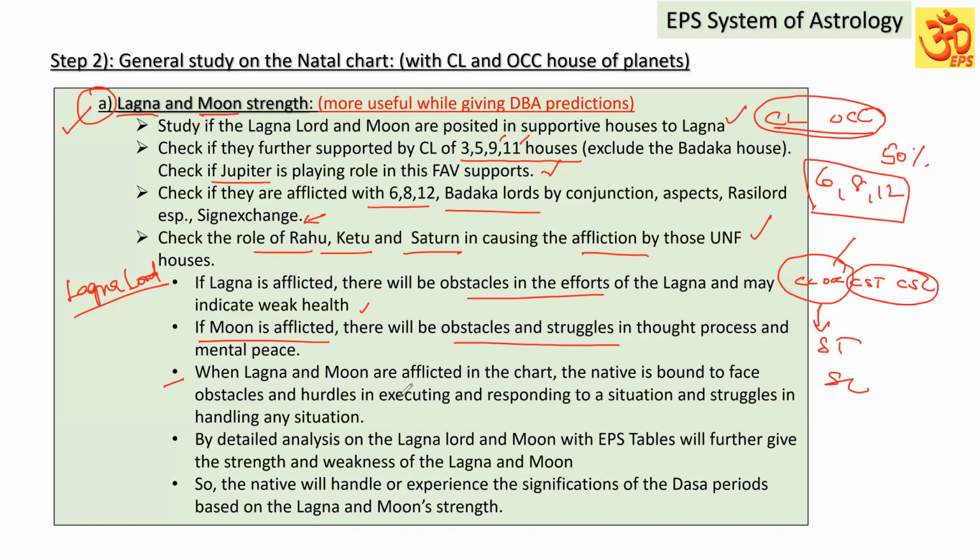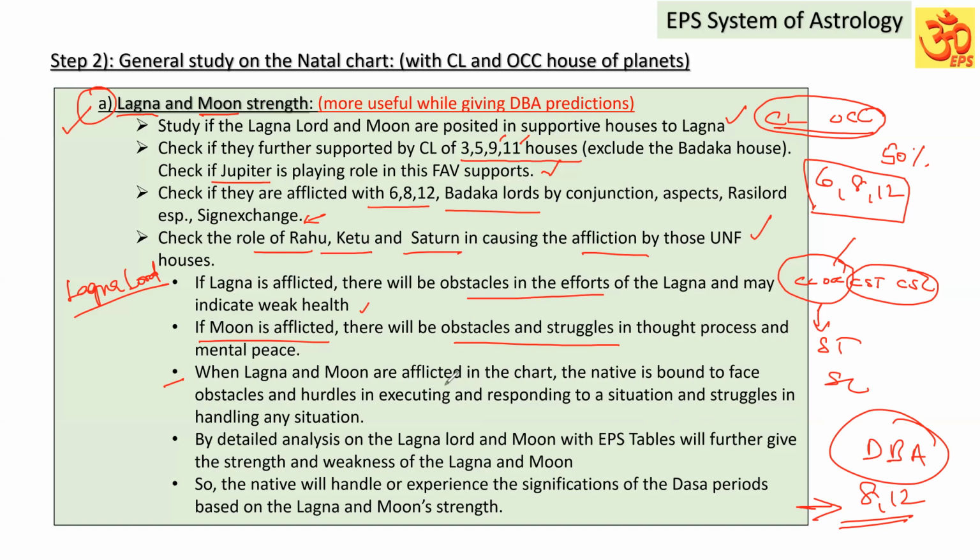When both Lagna and Moon are afflicted in the chart, the native is bound to face obstacles and hurdles in executing and also responding to a situation, and struggles in handling any situation. So if Lagna is afflicted and Moon is also afflicted, what will happen if the native is experiencing any sort of problem because of the Dasa Bhukti Antara? Suppose the running Dasa Bhukti are unfavorable to the Lagna, strongly connected to 8 and 12 significations, and also having unfavorable houses to the event. Then the native is going to experience this in that Dasa period.